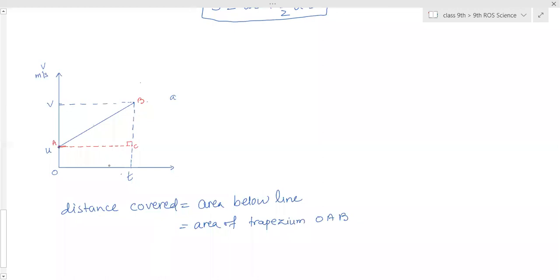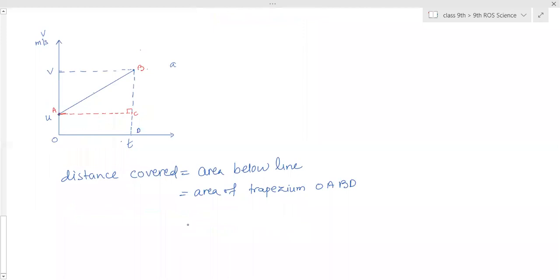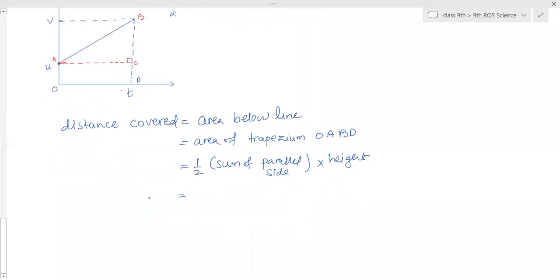OAB, this point is D. OAB is the area. So the area of a trapezium is half into the sum of parallel sides into height, half into base A plus B into H. What are the parallel sides here? This is 90 degree, this is 90 degree. So these two are parallel, since two lines perpendicular to the same line are parallel to each other.